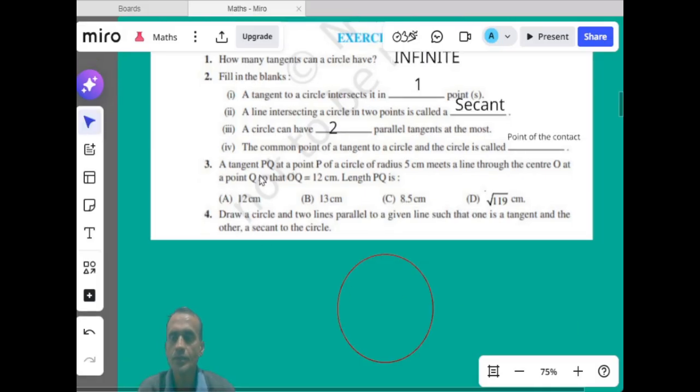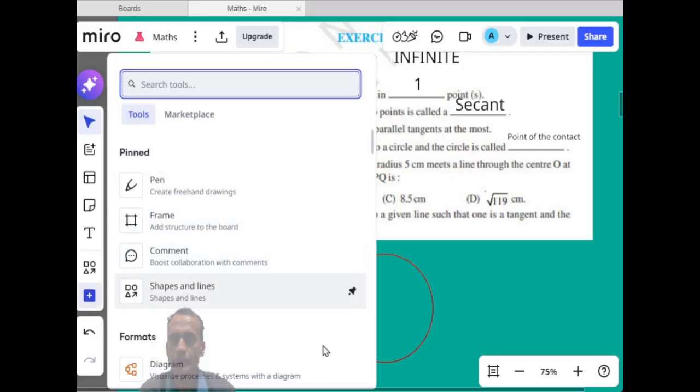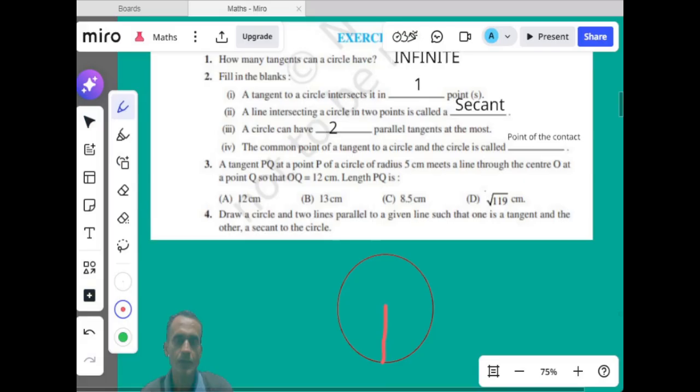In question number 3, we are given that there is a circle and the radius of the circle is 5 centimeters. So this is the center of the circle. The center of the circle is O, and this length is 5 centimeters.